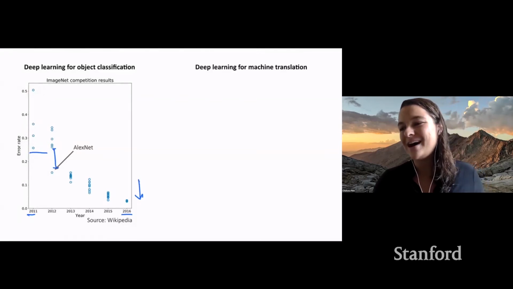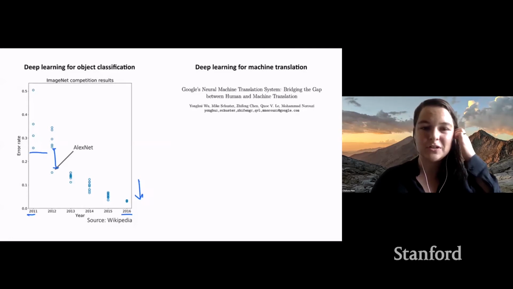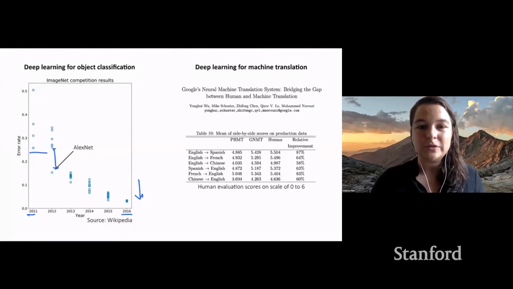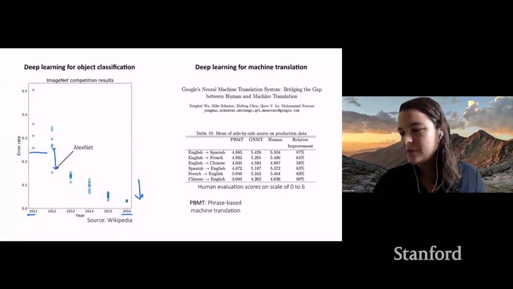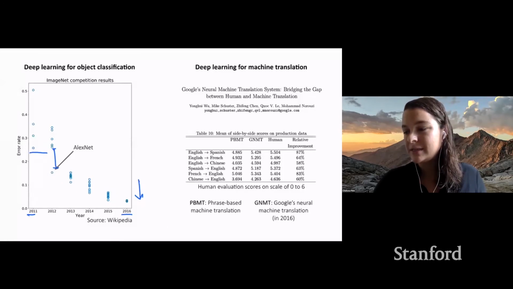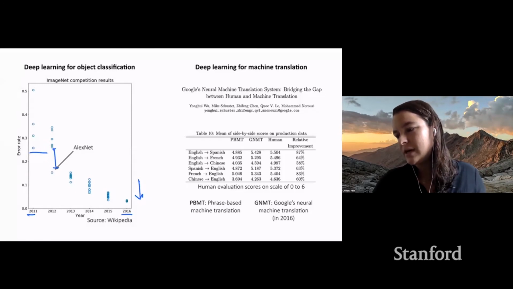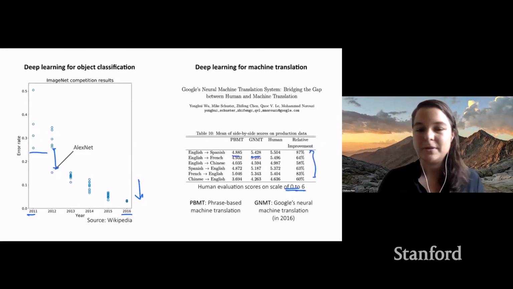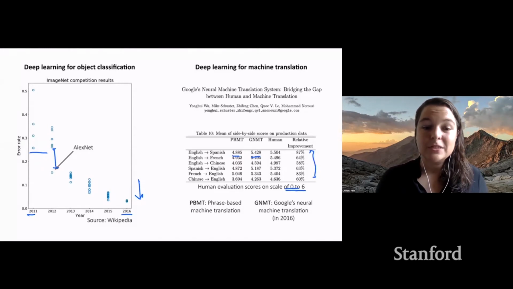And of course, it's not just a thing in computer vision. If we look at machine translation, for example, in 2016, Google introduced this paper that really made huge strides in machine translation. Basically, what this is comparing is a phrase-based machine translation system to a machine translation system based on neural networks. And you see these huge gains. They're looking at human evaluation scores on a scale of 0 to 6, and you see these huge gains from typically the high 4s for the phrase-based system to the mid-5s for the neural system, and large relative improvements across the board for all language pairs. And really, this is also what's behind Google Translate that you use today.